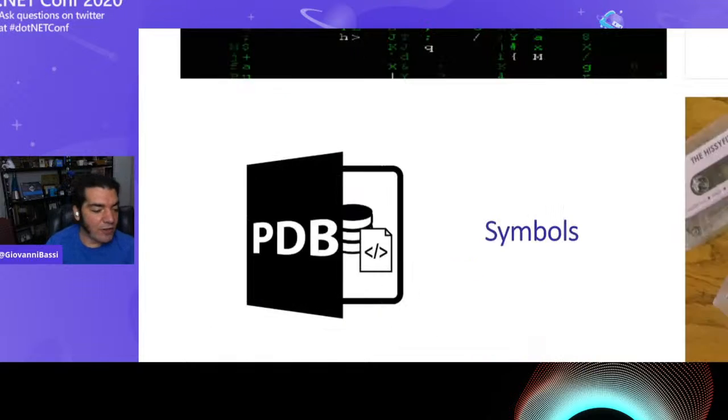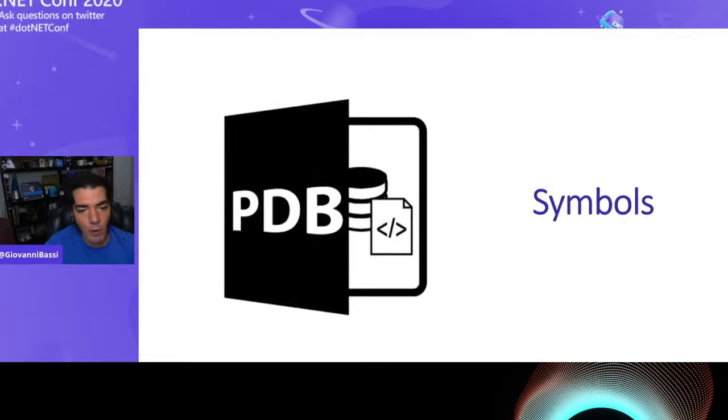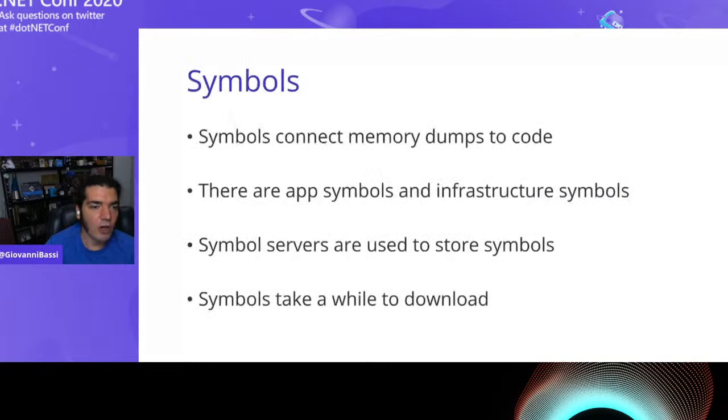Let's talk a little bit about symbols. Symbols are super important. I showed you that when you publish an application, you usually publish symbols, and you have seen those. Maybe you didn't know what it was for, but those are those .pdb files that get published when you publish a .NET application. They actually connect your memory dumps to your code. So they are mapping what's in memory to your source code.